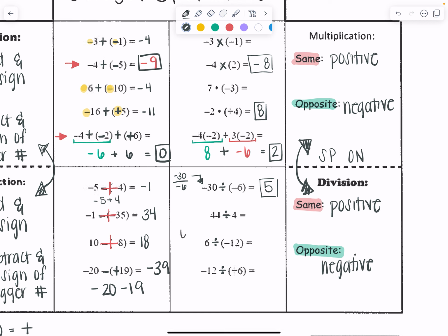All right, 6 divided by -12, or 6 over -12. Well, this one is going to reduce as a fraction. I'm going to divide top and bottom by 6 and get -1/2. Versus this other one, -12 divided by -6, that's going to give me, they're the same sign, so it's going to be +2.